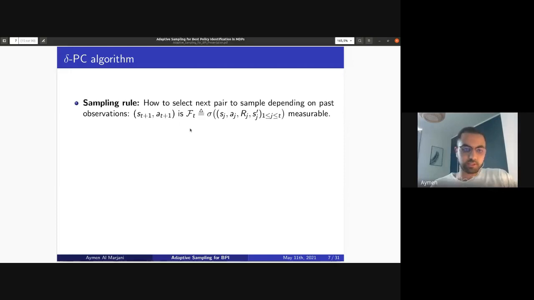So what does a best policy identification algorithm consist of? It will consist of a sampling rule, which tells you which state and action to sample next, given the history of your observations.